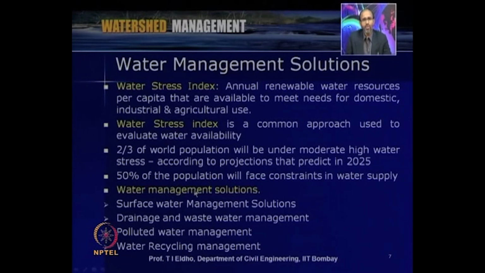So when we look into water management solutions within the perspective of the water stress index, we can go for surface water management solutions, drainage and wastewater management solutions, polluted water management, and water recycling management. Like that we can classify into four as far as water management solutions for a particular watershed or particular area are concerned.